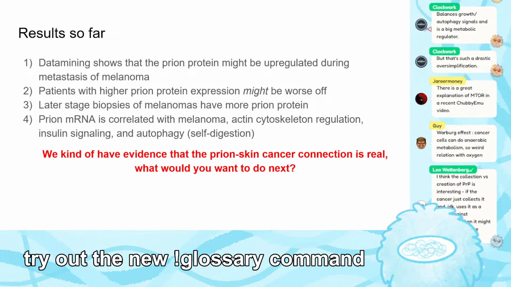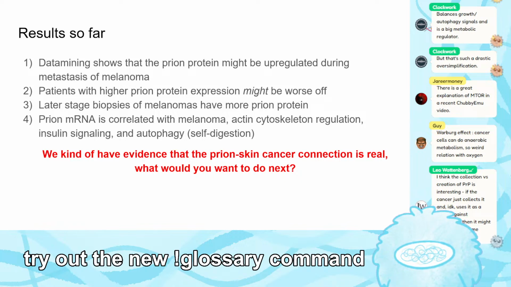All right. I think the collection versus creation of prion protein is interesting. If the cancer just collects it and uses it as a shield against something, and it might be useful for some treatment. Oh, Leo, keep that in mind. Especially that last part. You're inadvertently spoiling something that we will come across at the very end of the paper. So this one is slated to be a long one, so you might not make it to the end, but the idea of the prion protein being a treatment, it's interesting.